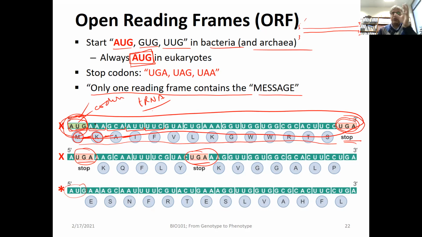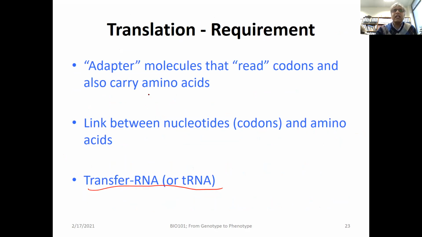tRNA is also a nucleotide sequence. It's an RNA sequence. It is going to recognize this sequence because this tRNA will have a sequence which is called anticodon. This anticodon will be UAC. This tRNA will also have a specialized site, a specific sequence where methionine will be attached. We are soon going to see what that is.